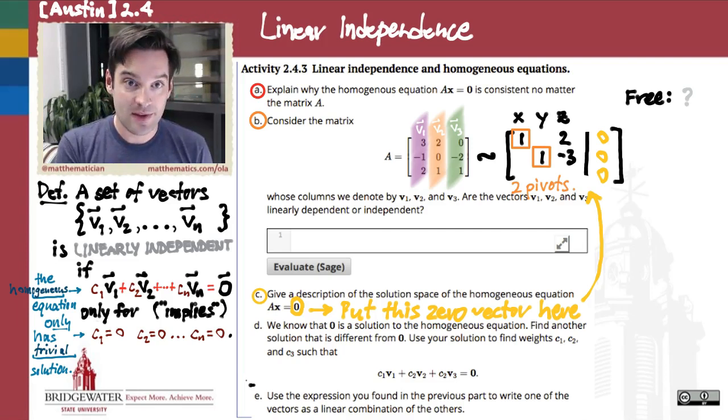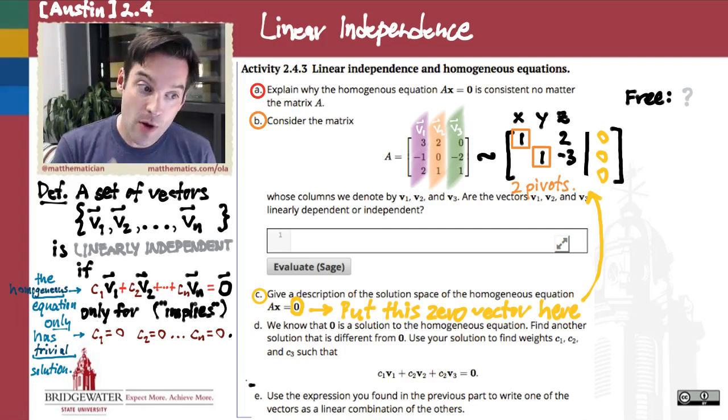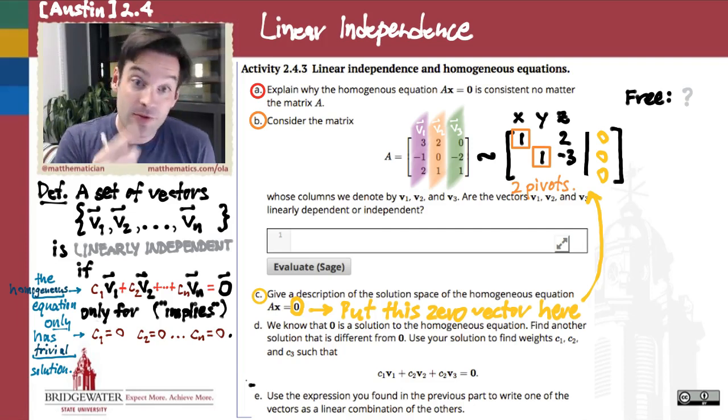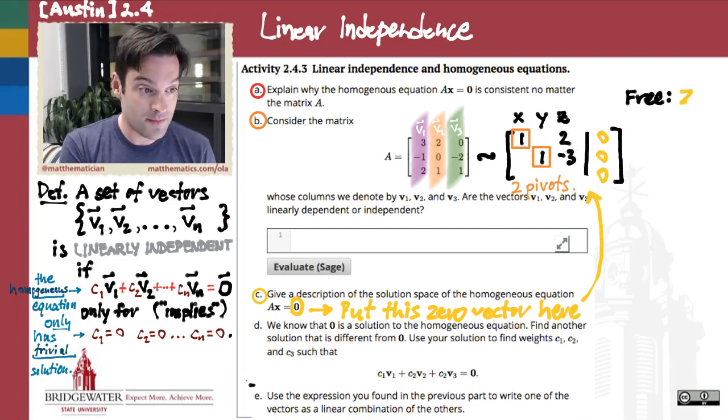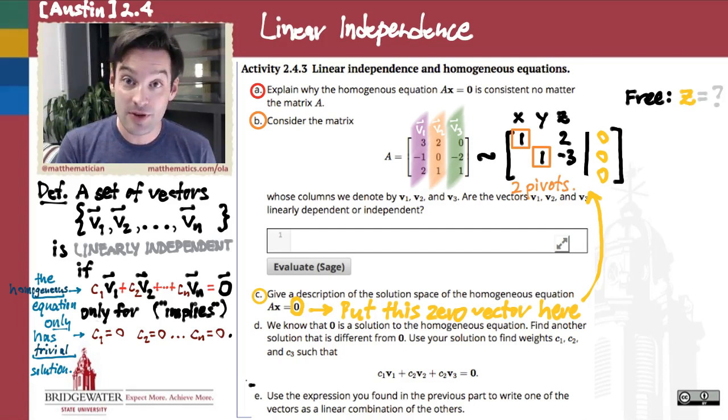solution space. And remember, when we're describing in parametric form, the first question is, what are my free variables? So what are my free variables that this row echelon form is telling me? That's right, free variables correspond to the columns without pivots. And therefore, the only column without a pivot in my row echelon form is the column that corresponds to my 3rd variable, which I'm going to call z. And so z is my free variable.